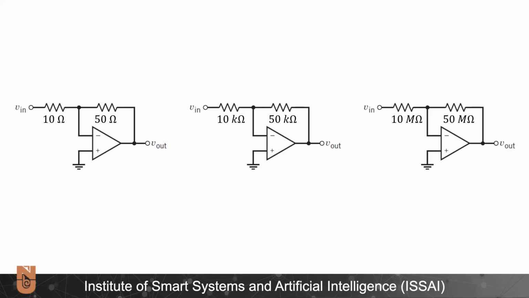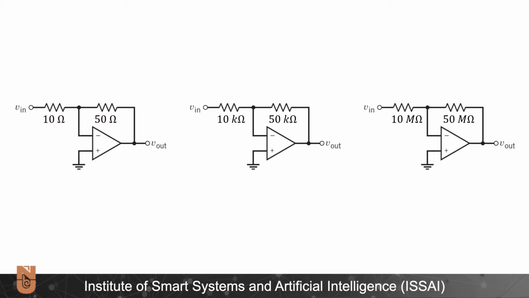So here we see three operational amplifiers in the inverting configuration. And since we know what the gain is, we can state that the gain should be equal to 5 for all of these three circuits. However, when we look closely at the resistor values, here we see 10 ohms and 50 ohms. Here we see 10 kilo ohms and 50 kilo ohms. And in the third one, we see 10 mega ohms and 50 mega ohms. Theoretically, according to the ideal operational amplifier model, all of these three circuits should behave the same.